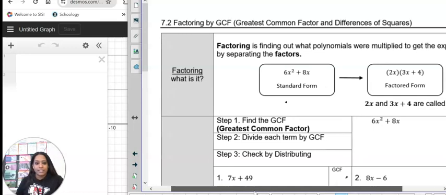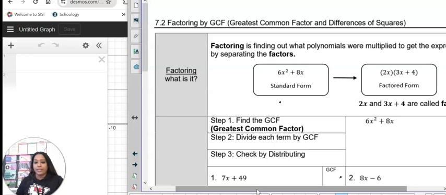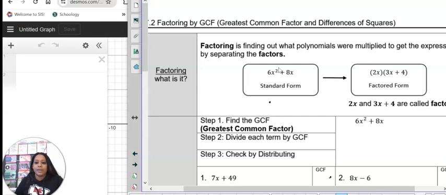Now, factoring is something that we do to find out what polynomials were multiplied together to get another polynomial, okay? So what that means is right here, we have 6x squared plus 8x. We want to know what two polynomials I could have multiplied to get this. Well, that's what the factored form shows us. Okay, so to go from here to here, we call that factoring.